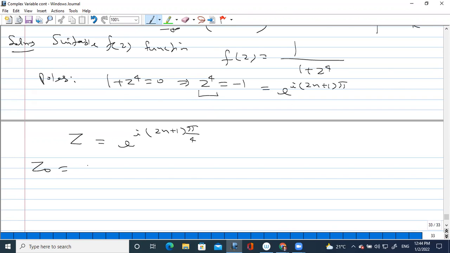So by placing n equal to 0, z0 will be e to the power i pi by 4. Means this is the 45 degree. So the answer will be 1 by root 2 (cos 45 degree plus i sin 45 degree), that is, (1 plus i) by root 2. Next will be by putting n equal to 1, e to the power i 3 pi by 4. The magnitude will be 1 by root 2 only. Just you have to check the quadrants. For which quadrant cos is positive. So this will be in the second quadrant.